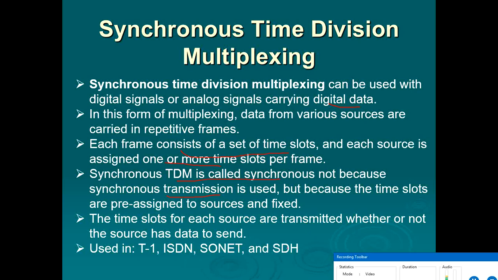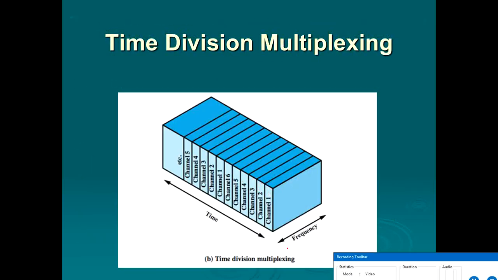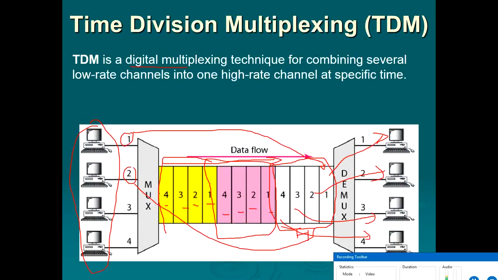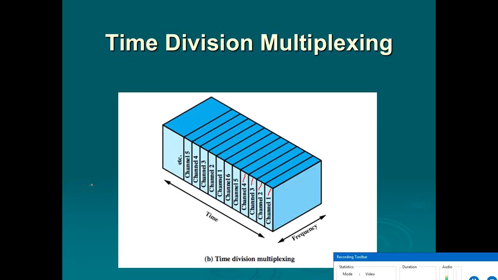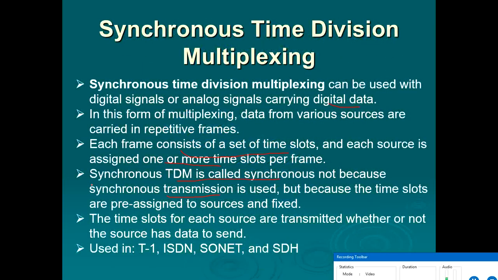So, for example, if I go back to the previous example, suppose at this point, user 2 does not have any data to send. What will happen? Still, this time slot will be assigned to user 2 even though user 2 does not have any data to send. This is called synchronous time division multiplexing. So this is used in T1, ISDN, SONET and SDH.